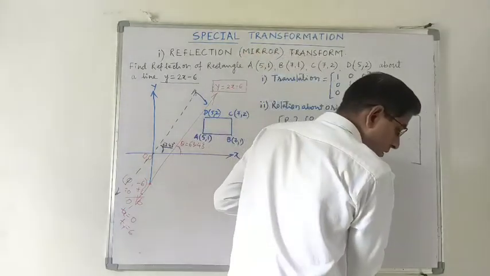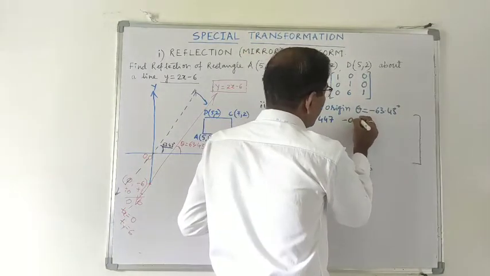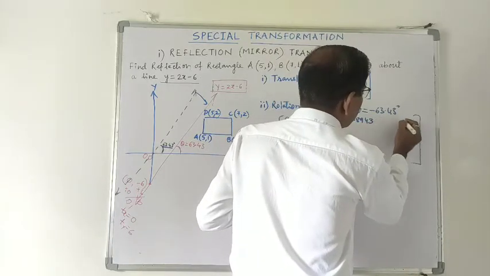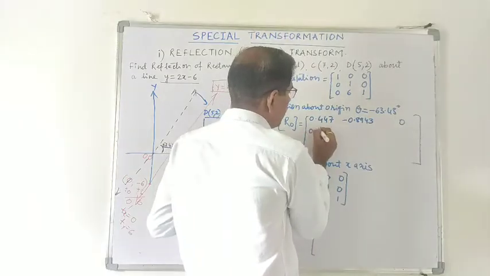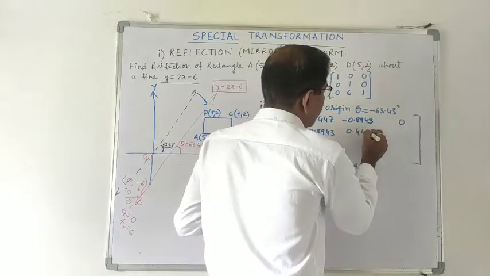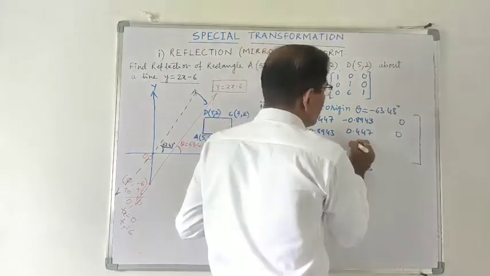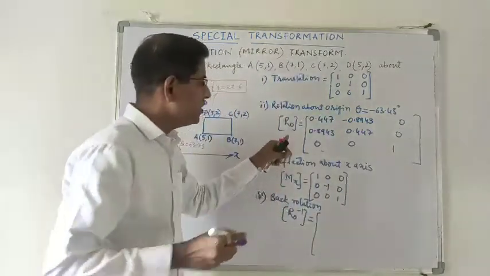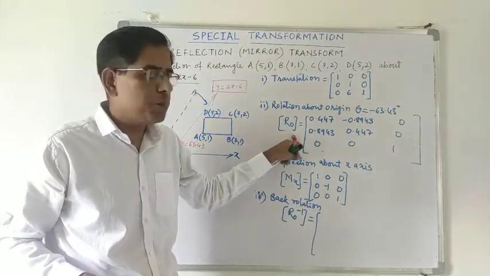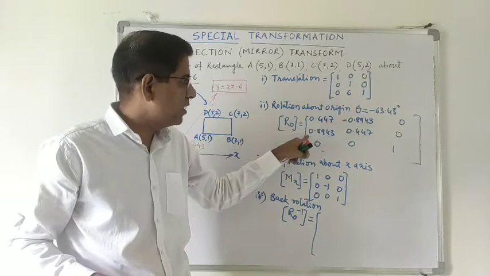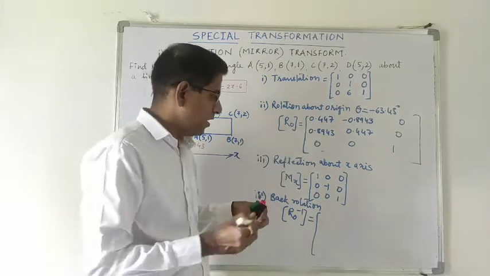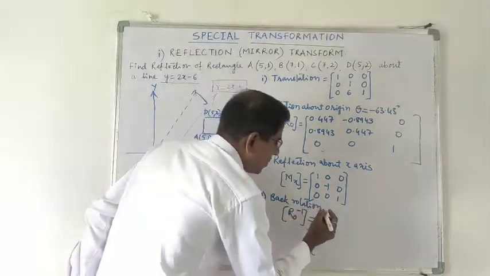0.447, minus 0.894, 0, 0.894, 0.447, 0, 0, 0, 1. So this is the original rotation matrix, and to obtain the back rotation matrix of this original rotation matrix, you just have to shift the negative sign here.